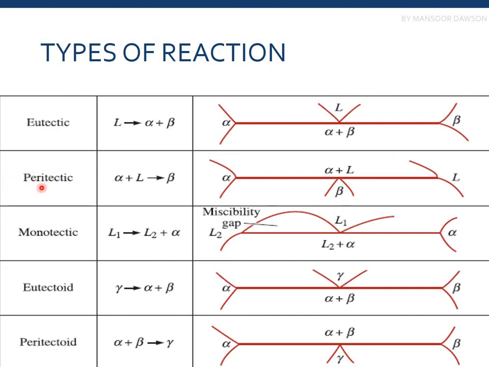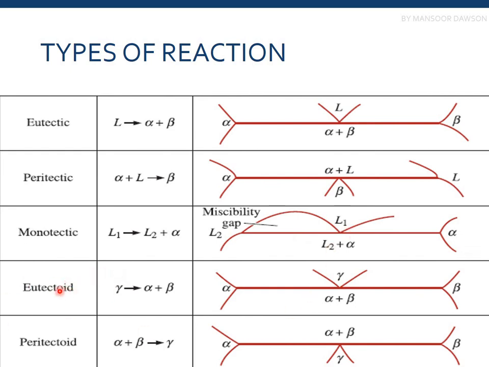Next, we have a peritectic reaction in which one solid phase, alpha, and one liquid phase, L, are converting into a single solid phase, beta. So this reaction is called peritectic reaction. Then we have a monotectic reaction in which two separate liquid phases are involved. You can see here that one liquid phase is converting while cooling into another liquid phase and a solid phase, alpha. So there are two liquid phases involved here.